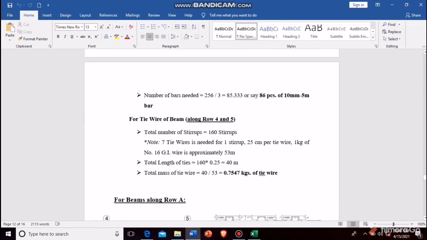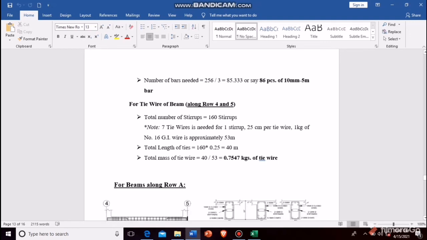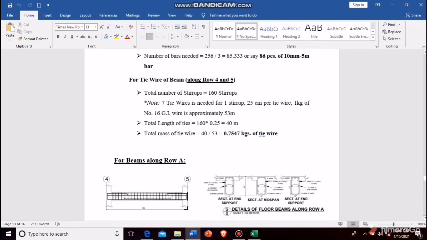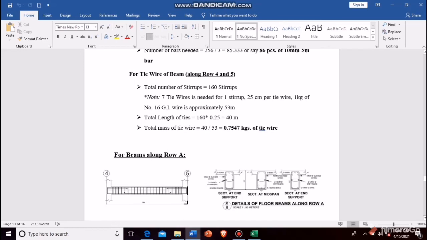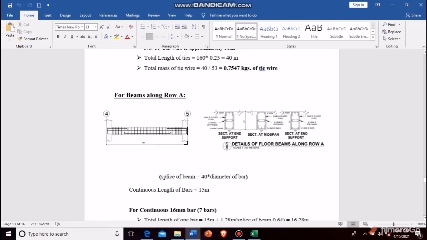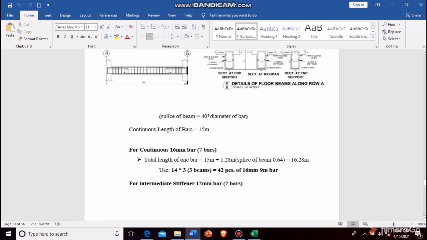For the tie wire in along row 4 and 5, there are 160 stirrups, and the total length of ties is 160 times 0.25, that is 40 meters, and the total mass of tie wire is 0.7547 kilograms of tie wire. For beams along row A, so same splice of beam is 40 times diameter of bar, mga 16mm. Then assume again nga continuous ang length of bars.